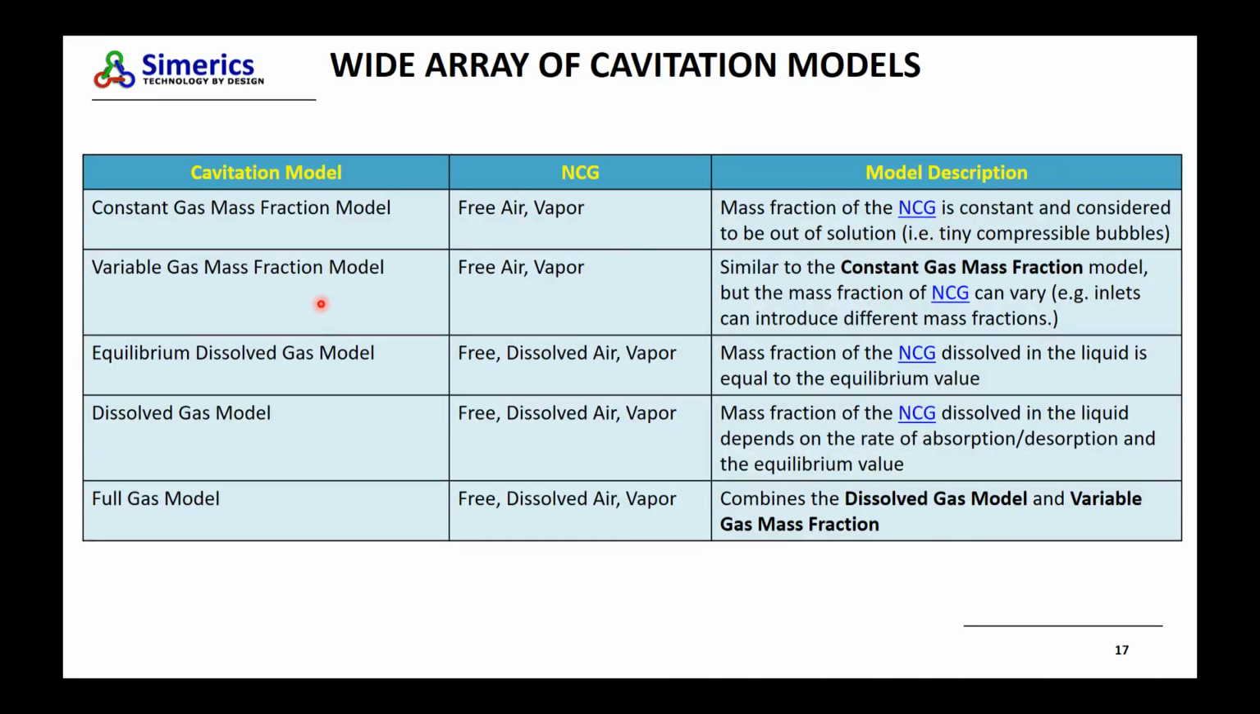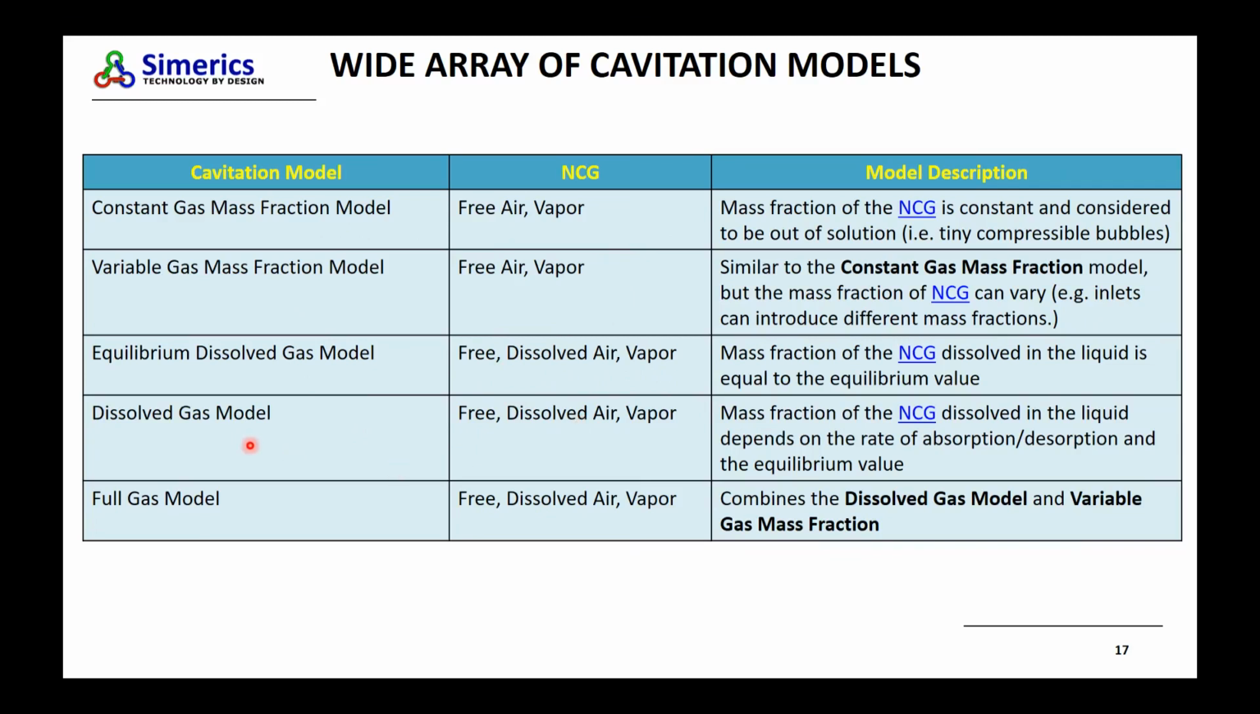For a variable gas mass fraction model, it's similar to constant gas, but now you can control the inlets and outlets with different mass fractions of air coming in and out of the system. Equilibrium dissolved gas model: now we have an extra variable, which is the dissolved air. So we have the free, dissolved air and the vapor along with the liquid model. And essentially what we assume is that at equilibrium, there is a certain amount of free and a certain amount of dissolved air. And as the pressure changes, the equilibrium pressure changes, and that proportion will keep changing accordingly.